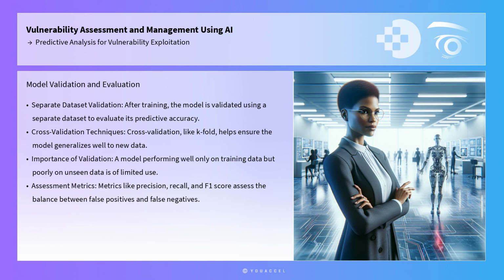Cross-validation techniques, such as k-fold cross-validation, help ensure that the model generalizes well to new data. This validation step is critical, as a model that performs well on training data but poorly on unseen data is of limited practical use. Metrics like precision, recall, and F1 score are used to assess the balance between false positives and false negatives, which is crucial in a security context where missing a true positive can have severe consequences.